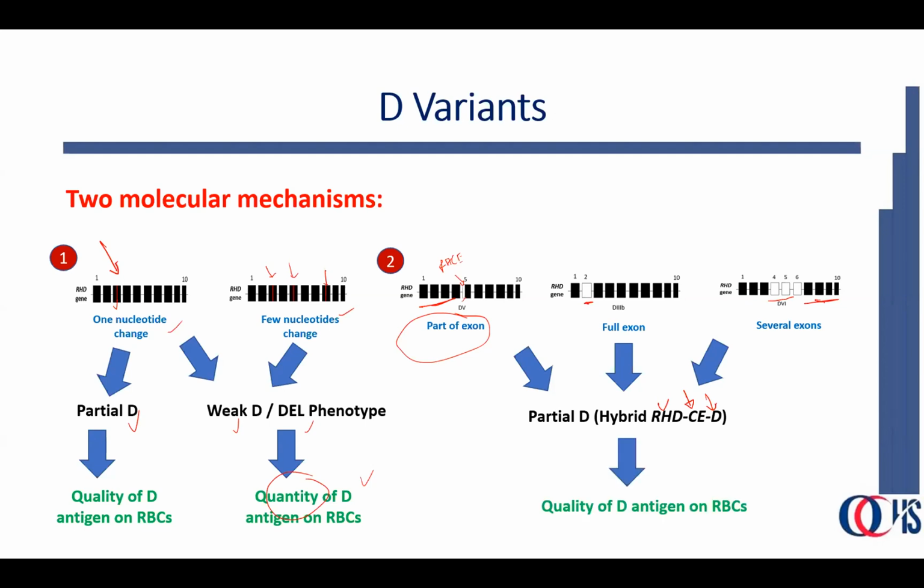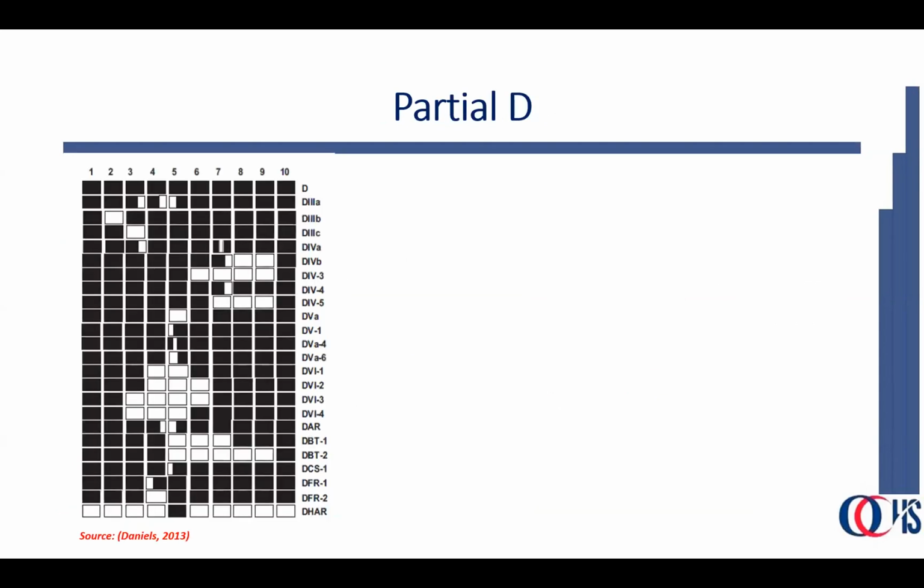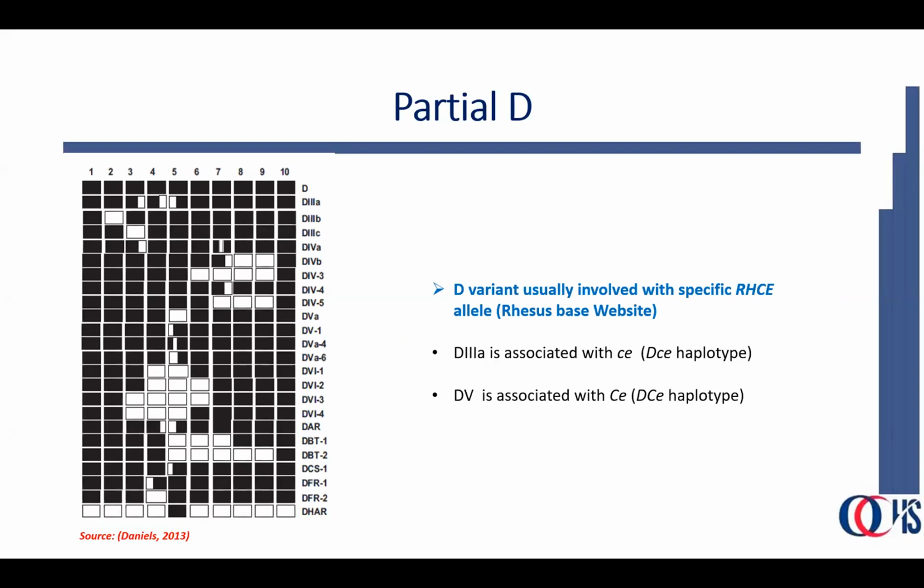Of course, if it's a partial D, then it's going to affect the quality of the antigen on the red blood cells. I have taken this picture from Daniel's article, which shows different partial D with rearrangement of the exons and replacement with RhCE. The RhCE is presented in white boxes and RhD exons in black boxes. One thing I want you to bear in mind is that each partial D is associated with a specific RhCE haplotype. If you are dealing with D3A partial D, it could be associated with little c and little e of RhCE. The same for D5 partial D, which will be associated with big C and little e, so the haplotype will be as you can see.